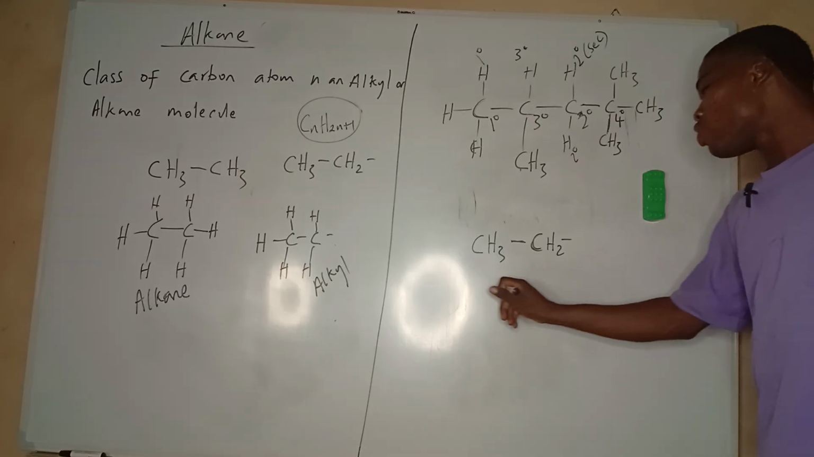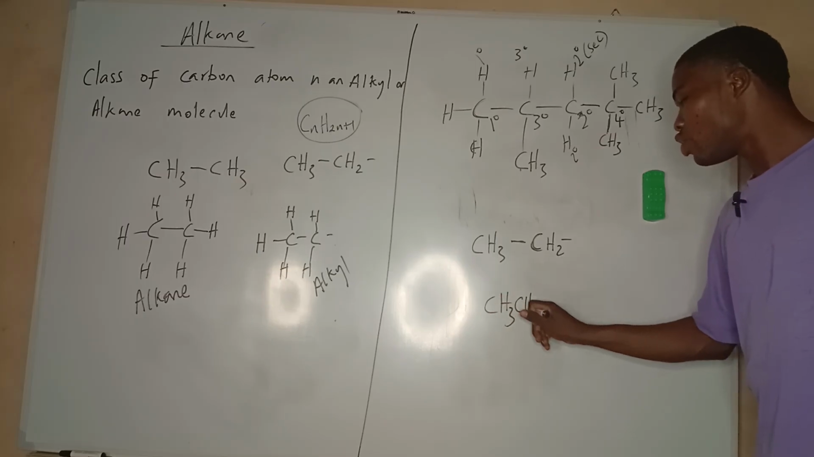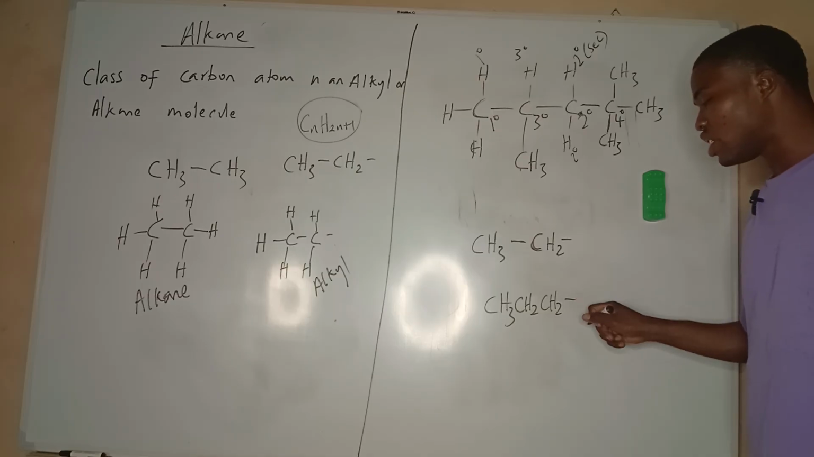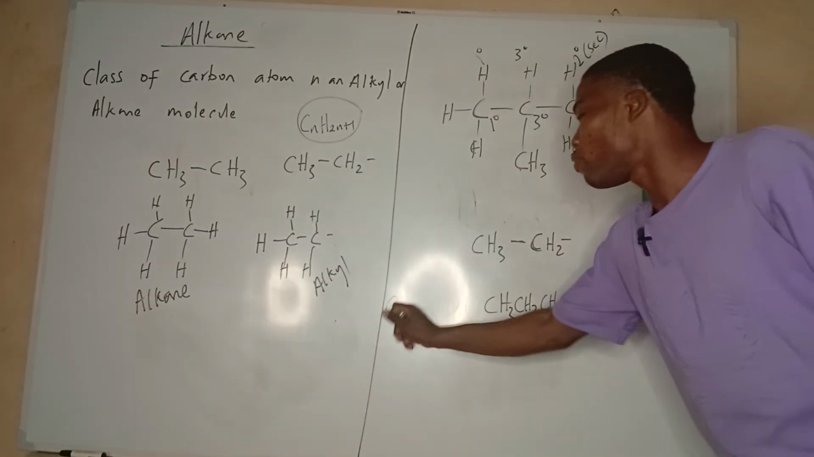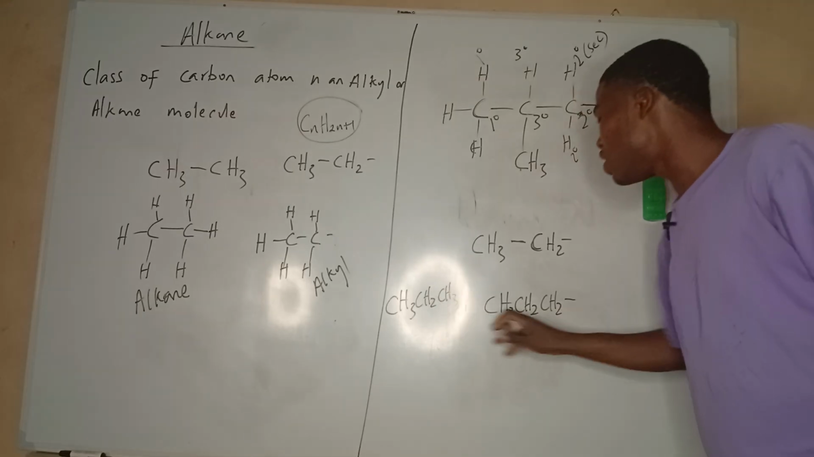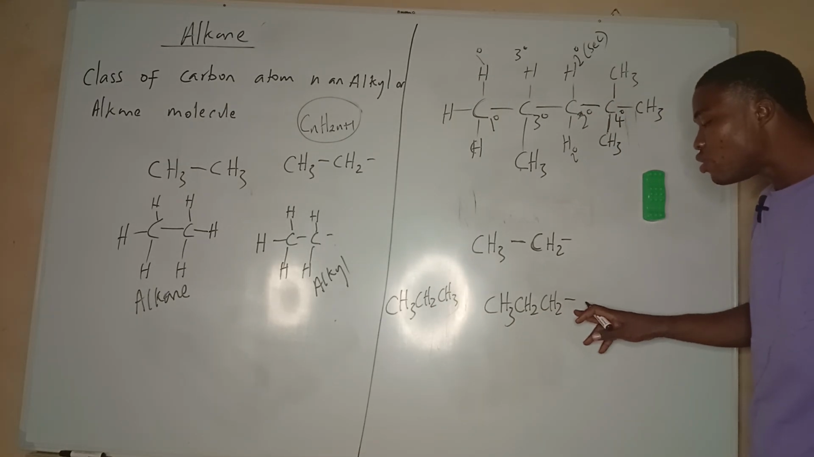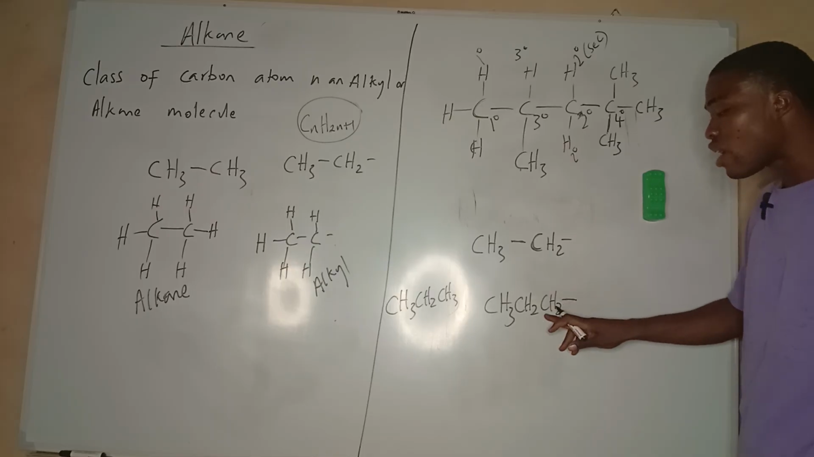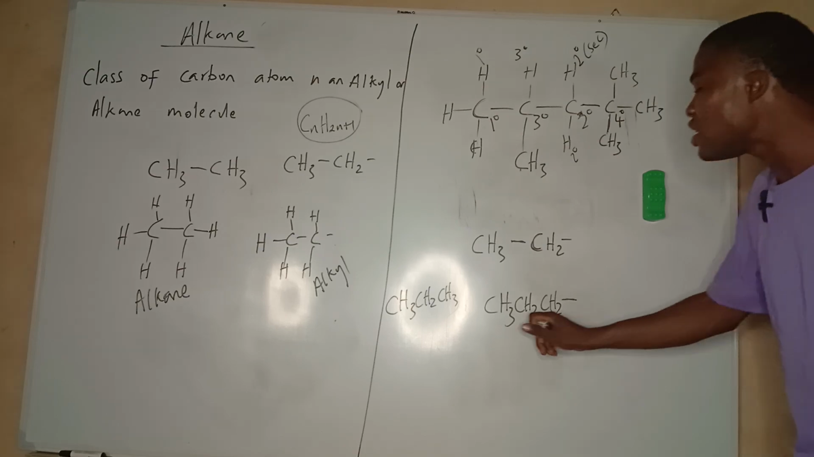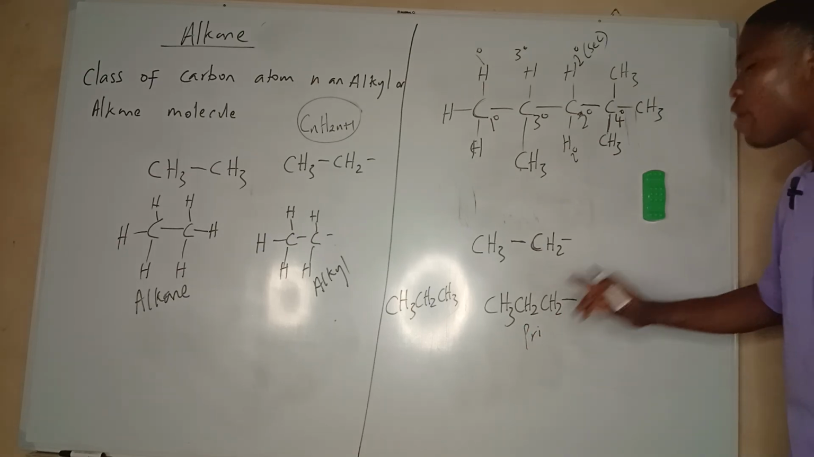Now I'll use a 3 carbon alkyl group. So this is CH3, CH2, CH2. Normally it's supposed to be CH3, CH2, CH3. That should be propane. So this is propyl, which is propane losing a hydrogen. Now the carbon that has lost the hydrogen, or the carbon that is making it an alkyl group, is bonded to 1 carbon. So this alkyl group is a primary alkyl group.